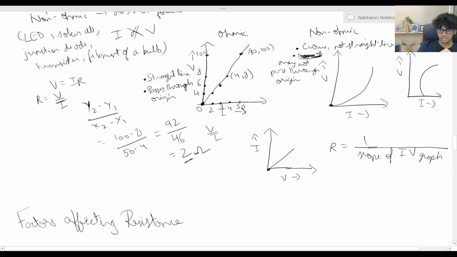But for a non-ohmic resistor, they might give you anything random. They might say that at this point of the curve the potential difference is 10 and the current is 3. So find the resistance at this point, which will be 10 upon 3, which is 3.33 ohm. Okay, that's what they might do. They might give you a non-ohmic resistor and then give you an IV graph. These are just how they trick you.